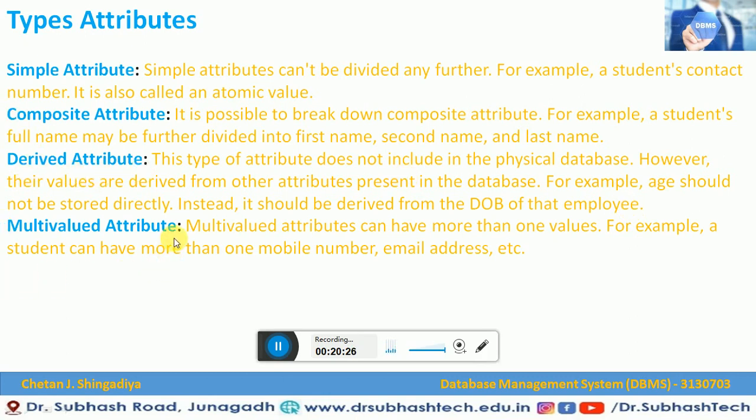Now multi-valued attribute. A multi-valued attribute can have more than one value. For example, a student can have more than one mobile number and email address. So this is how you can define a multi-valued attribute for the ER diagram. So these are the four types of attributes: simple, composite, derived, and multi-valued attributes. I hope you understand all four types of attributes.